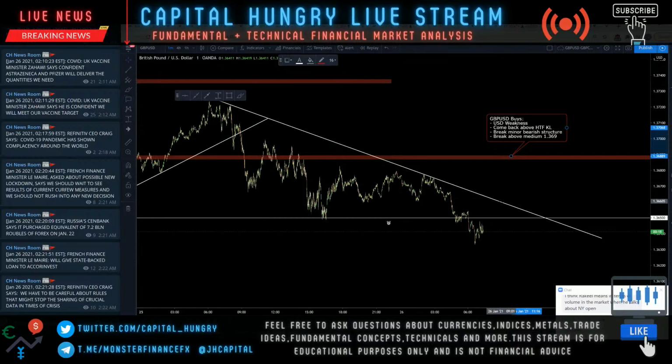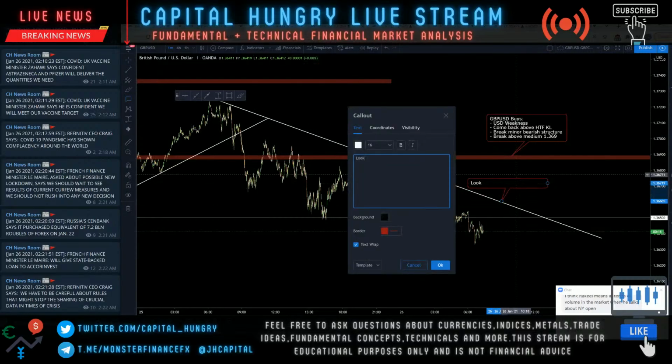Otherwise, I'm looking for a pullback to retest the lower time frame bearish structure, fail to break higher, and sell below the key level.